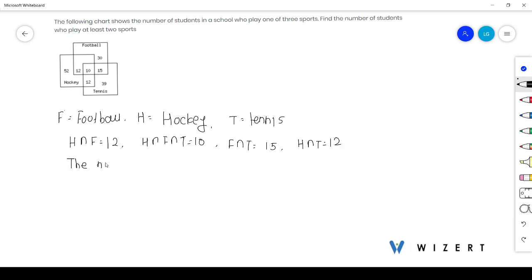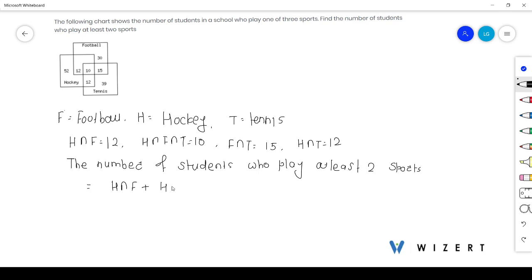So the number of students who play at least two sports is given by students who play hockey and football, plus students who play hockey, football and tennis, plus students who play football and tennis, plus students who play hockey and tennis.